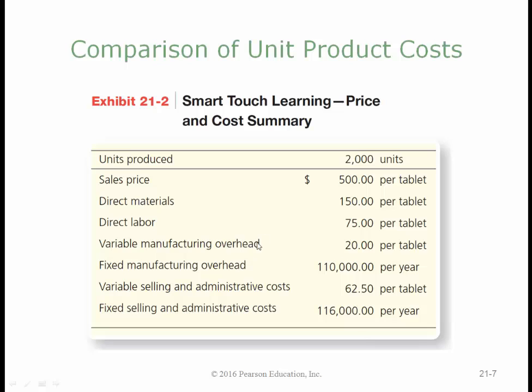So let's look at just some simple examples as far as unit costs and how you would look at them differently. It tells you that there were 2,000 units produced. The selling price was $500. The direct materials, direct labor, and variable manufacturing overhead are all on a per tablet basis. And then you have fixed manufacturing overhead. Notice the big dollar amount. That tells you it's per year. And down here the same. So if you see per tablet, pretty much you're going to know that those are variable costs. And the big dollar amounts are going to tell you that those are fixed costs.